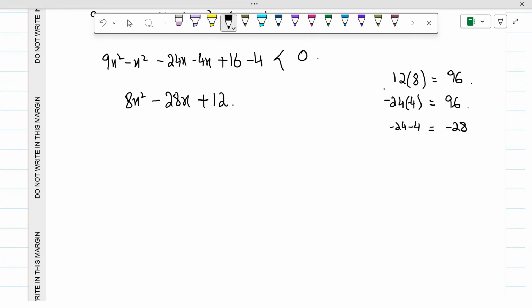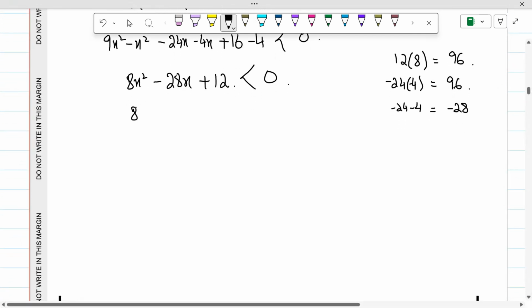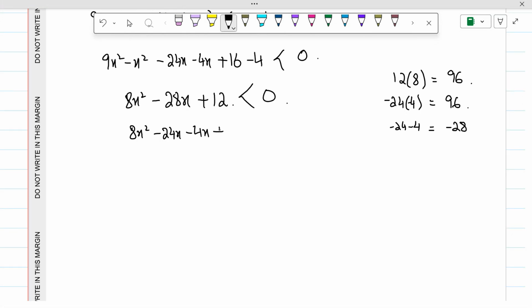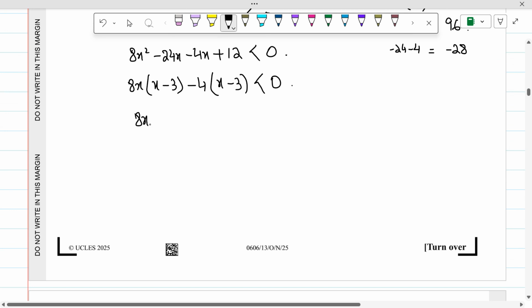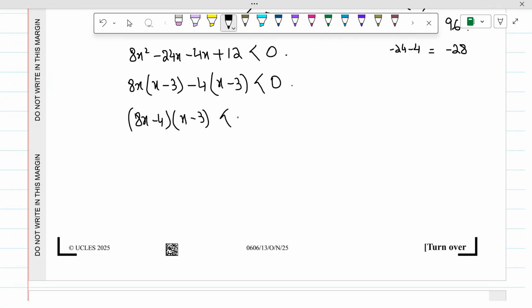So we can use factorization. This one is less than 0, so we will have 8x squared minus 24x minus 4x plus 12 less than 0. When we take 8x common, it will be x minus 3. When we take -4 common, it will be x minus 3, less than 0. So we have (8x minus 4) times (x minus 3) less than 0.